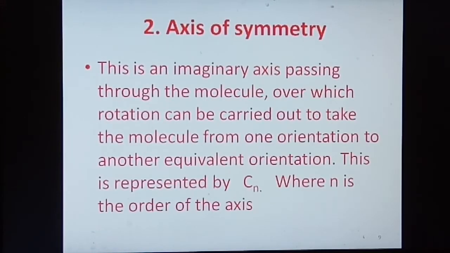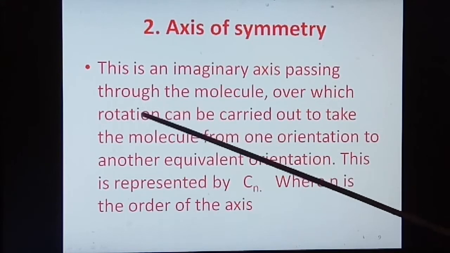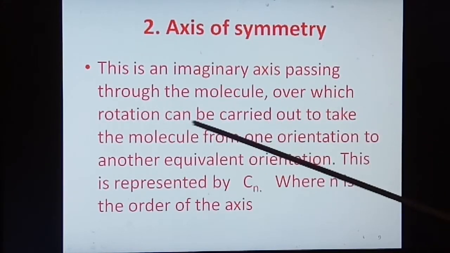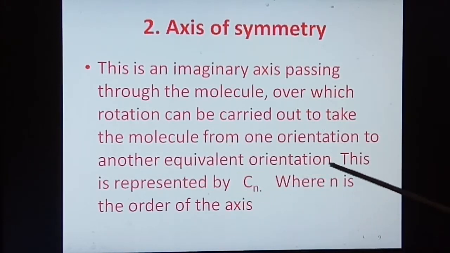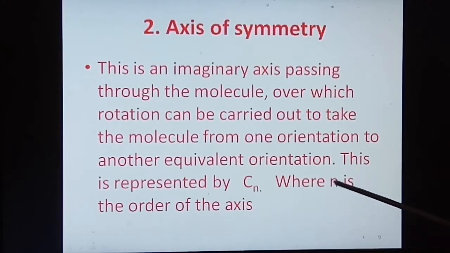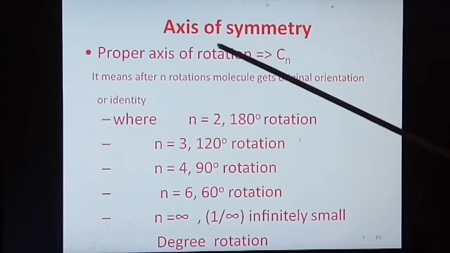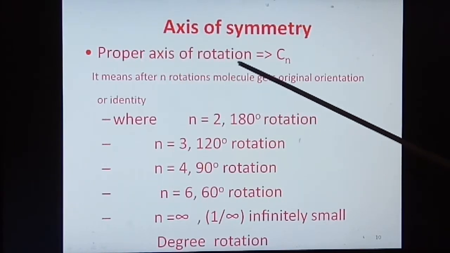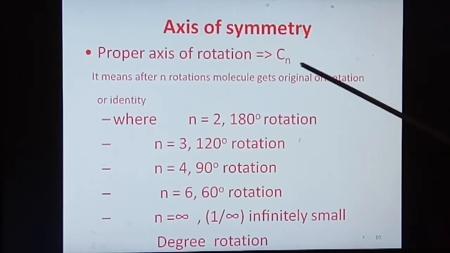Now the second symmetry element is the axis of symmetry. This is an imaginary axis passing through the molecule, over which rotation can be carried out to take the molecule from one orientation to another equivalent orientation. This is represented by Cn, where n is the order of the axis. Cn is also called the proper axis of rotation.